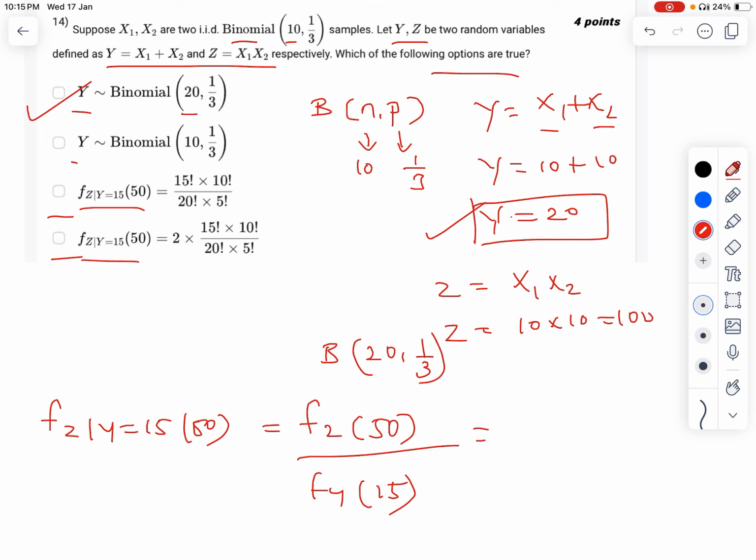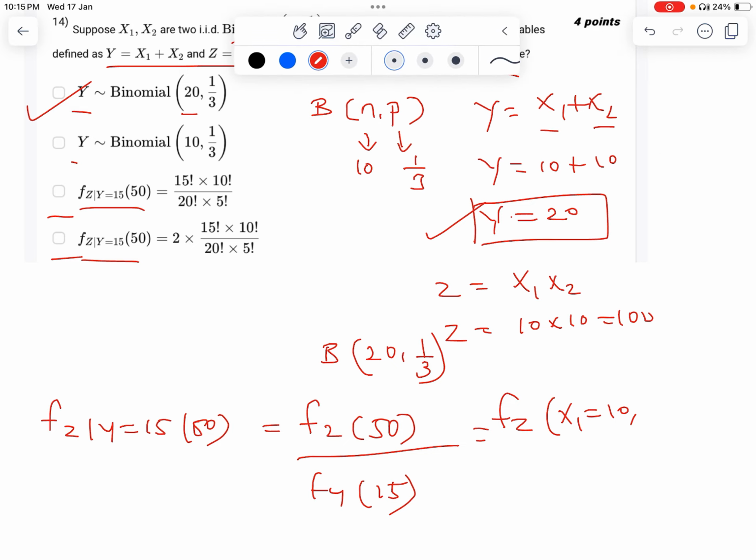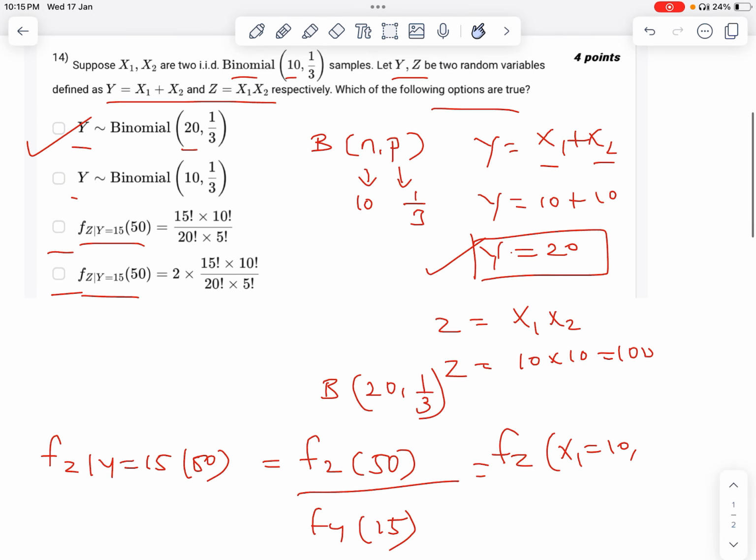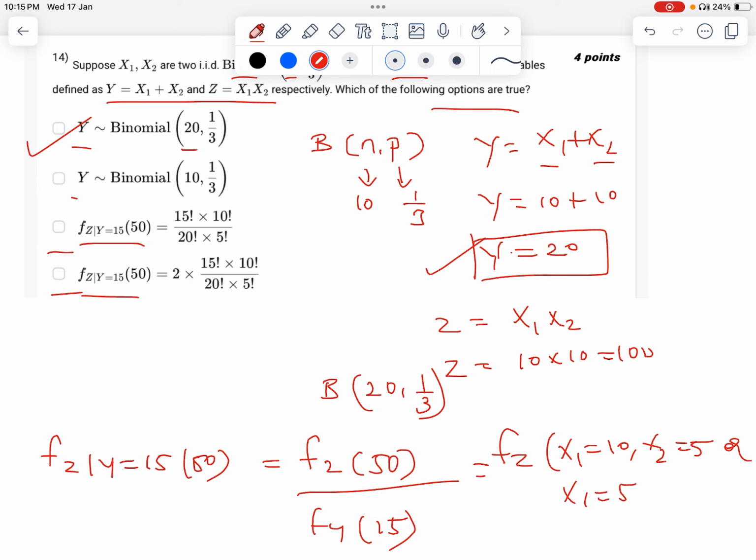So what are the possible things? So for Z equal to 50, X1 is equal to 10 comma X2 equal to 5, or it can be X1 equal to 5 comma X2 is equal to 10.